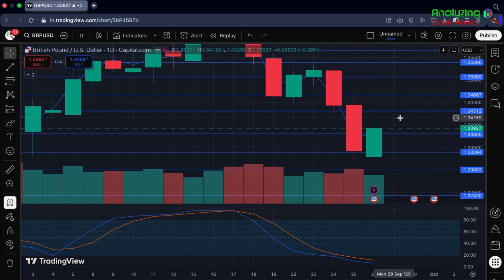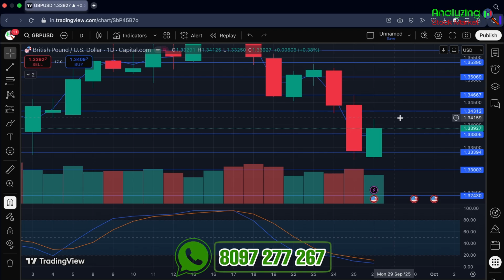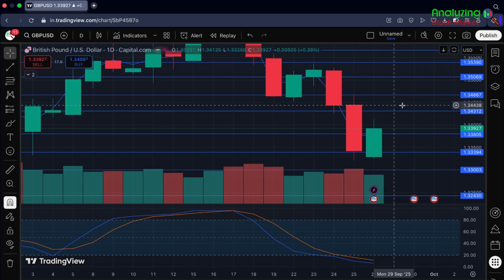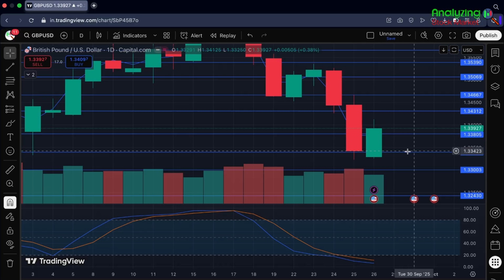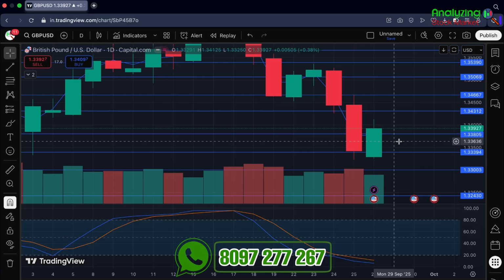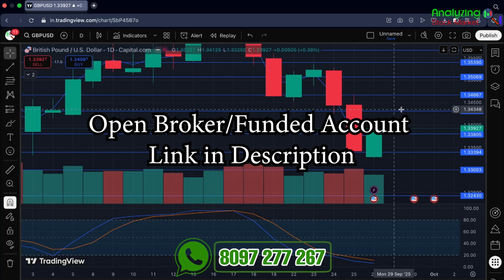So let's now talk about my opinion on GBP USD for the coming week. Currently, my expectation is a bit positive. I'm expecting a positive move in this range, that is 1.34312 to 1.34667. I'm expecting a positive closing in this range. If you are looking for any bearish trade, then only look for a bearish trade if 1.33805 gets breached and a one-day candle gets closed below this, then we can go for a short position till 1.33394. So these are the important levels that you need to follow if you're looking for any bearish trade. Currently, my expectation is positive in this range.